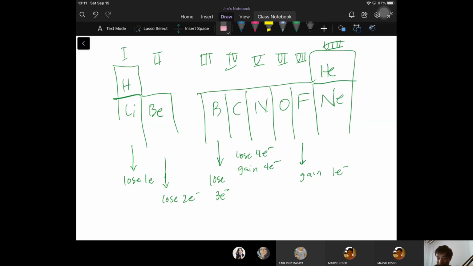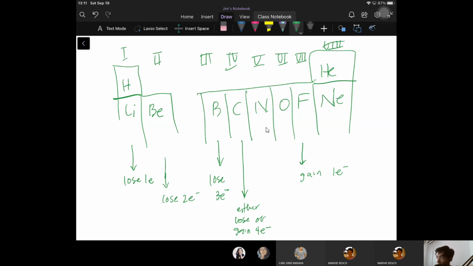So, yan. So, dalawa yung option niya, no? It could either lose or gain 4 electrons. Kasi nasa gitna siya, no? Siya yung middle ground, eh. So, pwede siya kahit ano piliin niya, no? Okay? So, yan. So, punta tayo sa group 5.